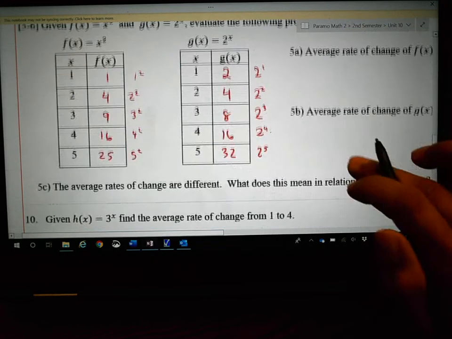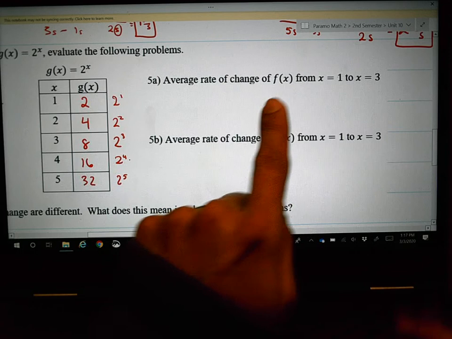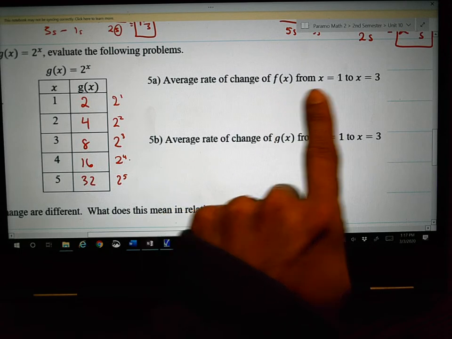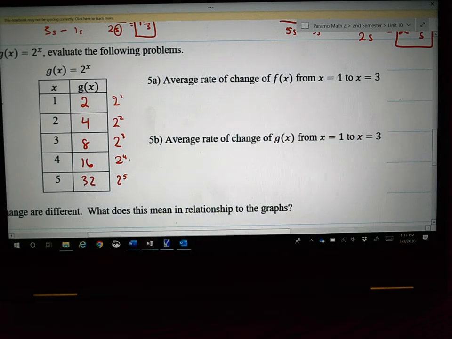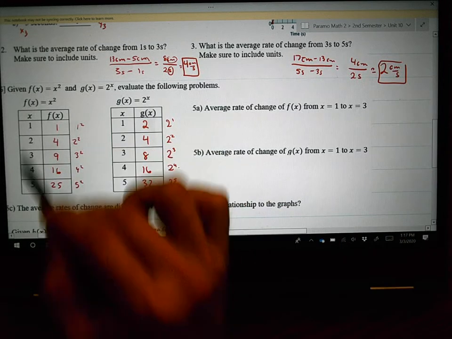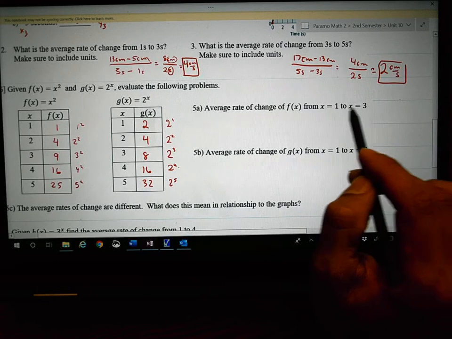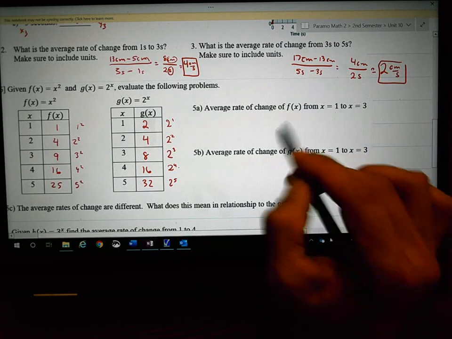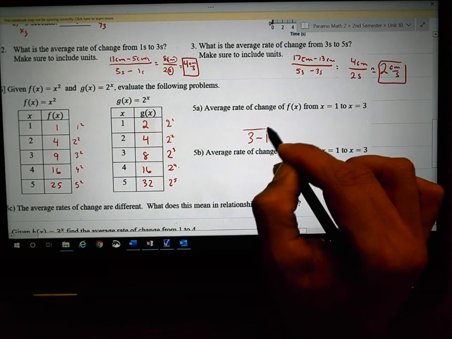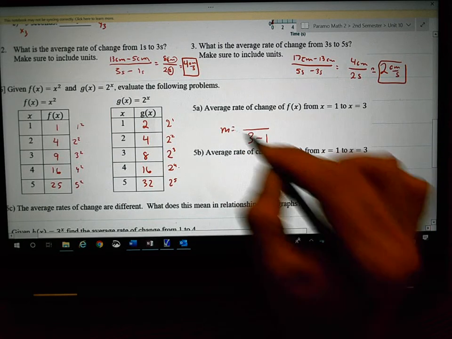The second thing that we have to do is find the average rate of change of f of x from 1 to 3. Well, that means that you're going to be using the first box. You need the y values that go with the 3 and the y values that go with the 1. The x's are on bottom. The y's are on top.